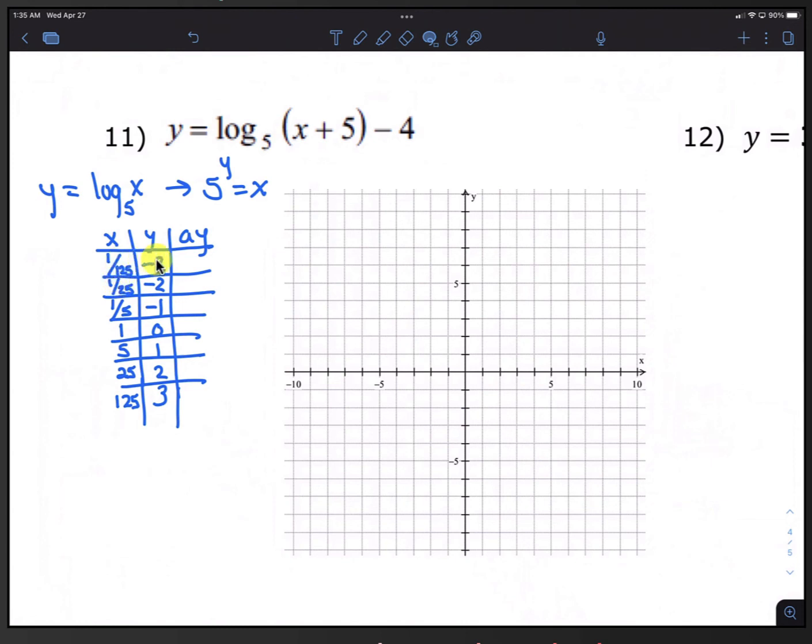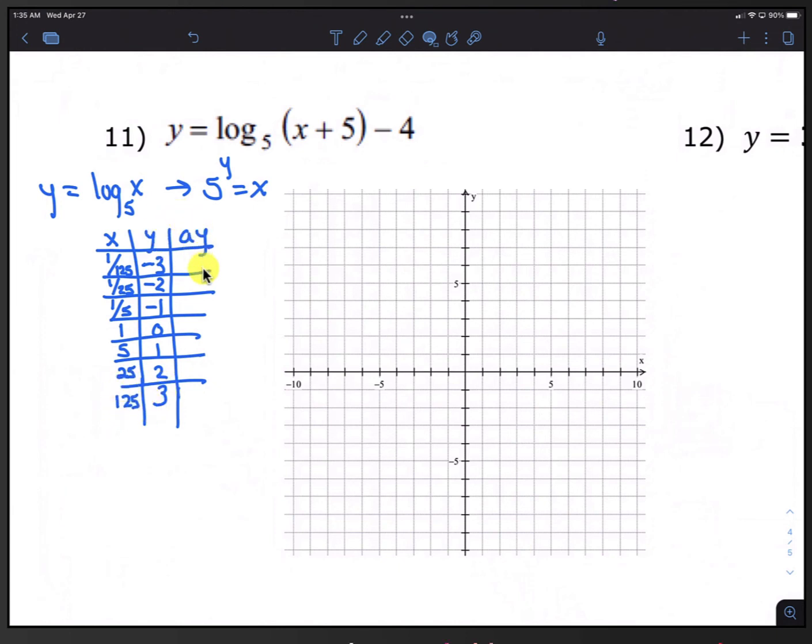And of course, when you plug negative 3 in, 5 to the negative 3 would give you 1 over 125. 5 to the negative 2 is 1 over 25. And 5 to the negative 1 is 1/5. And so on. 5 to the 0 is 1. 5 to the first is 5. 5 to the second is 25. And 5 to the third is 125.